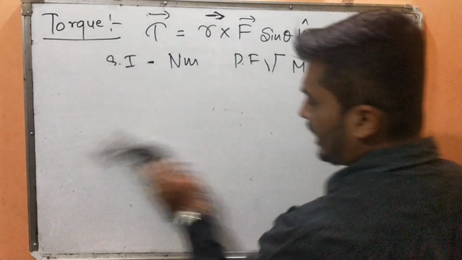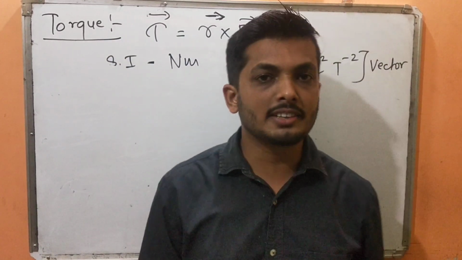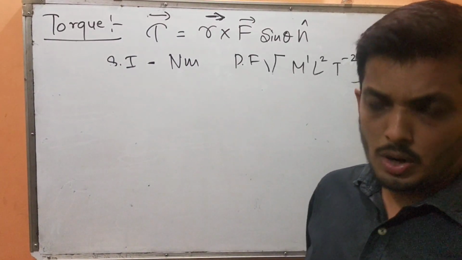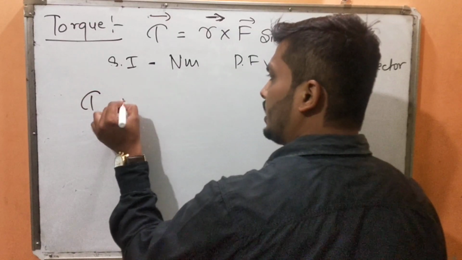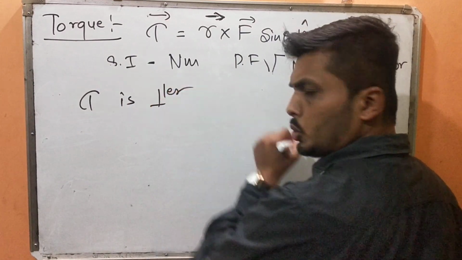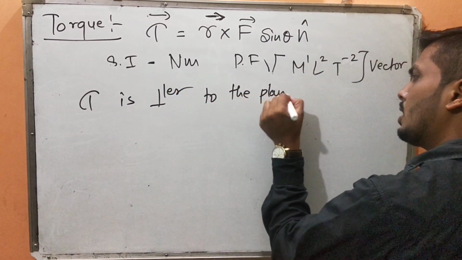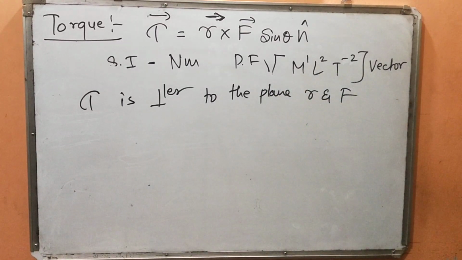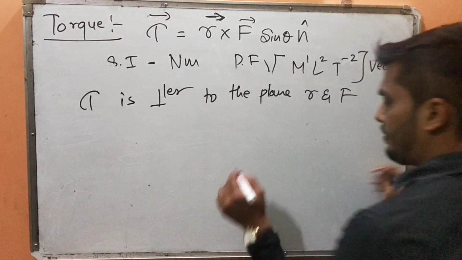Now always remember, as I told you, whatever angular quantities there are, whether angular acceleration or angular velocity, they are always perpendicular to the circular motion. Similarly, torque is also perpendicular to the plane containing R and F. Are you understanding? The direction of the torque is perpendicular to the plane of R and F.